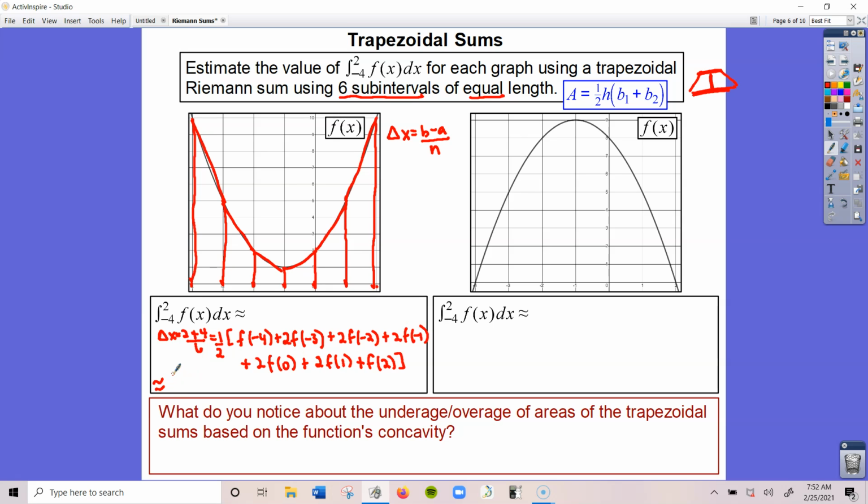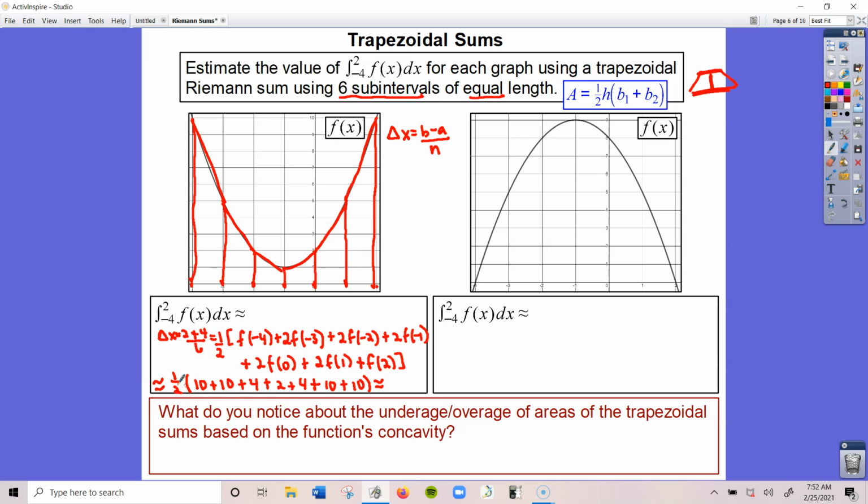So my area is going to estimate to be 1/2 times f of -4, which is 10, plus 2 times f of -3, which is 5, so 10, plus 2 of f of -2, which is 2, so 2 times 2 is 4, plus 2 f of -1, which is 1, so 2 times 1 is 2, plus 2 times f of 0, which is 2, so 4, plus 2 f of 1, which is 5, so 10, plus f of 2, which is 10.